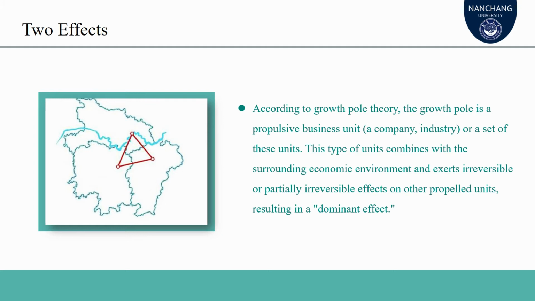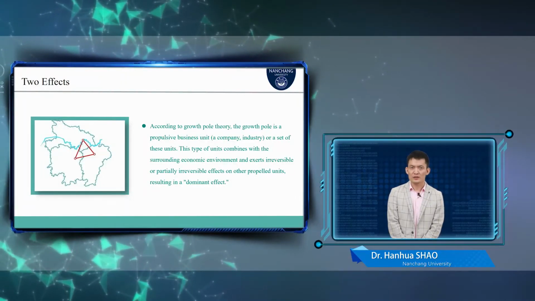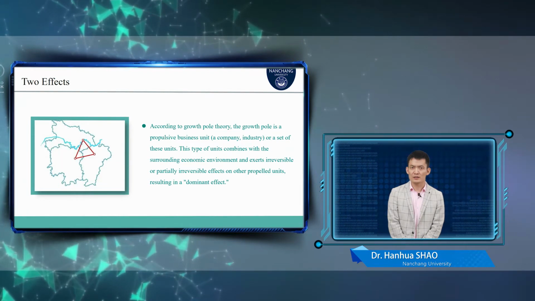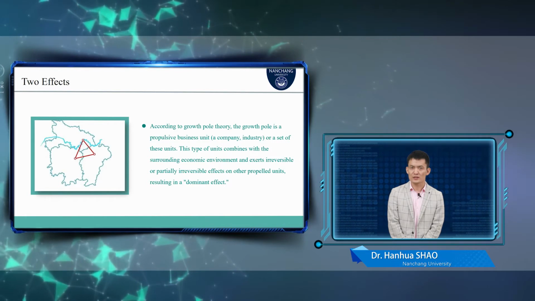According to growth pole theory, the growth pole is a propulsive business unit, a company, industry, or a set of these units. This type of unit combines with the surrounding economic environment and exerts irreversible or partially irreversible effects on the other propelled units, resulting in a dominant effect. Perroux divided the growth pole into 2 categories. One is the manufacturer or company, and the other is the industry. What they have in common is innovation.